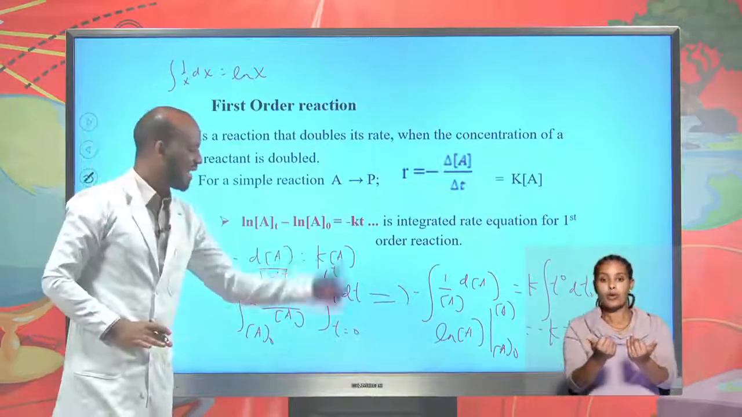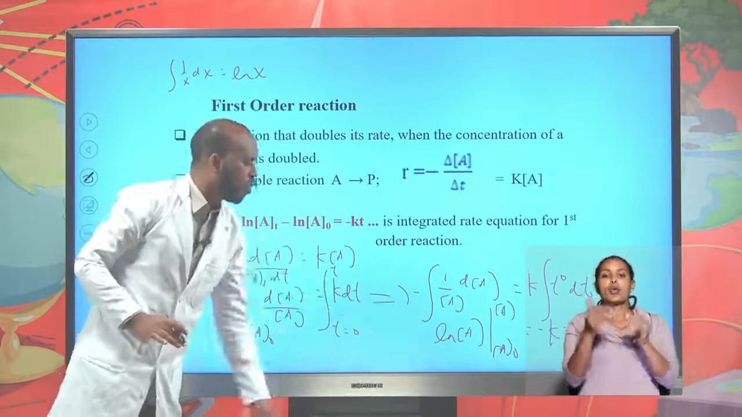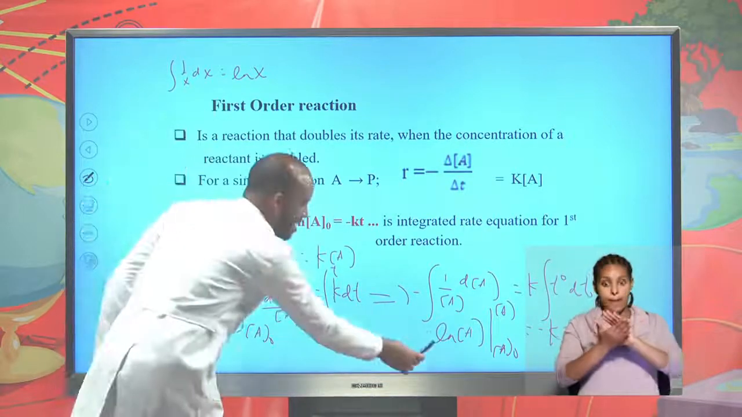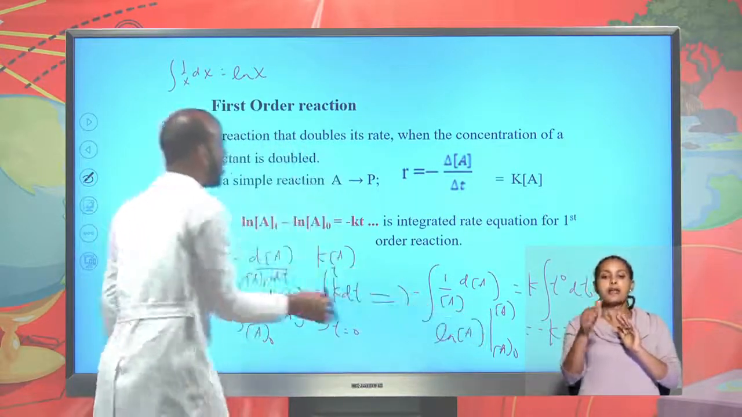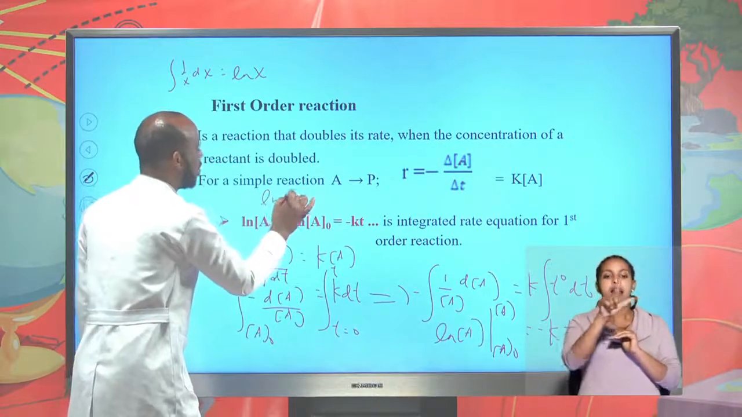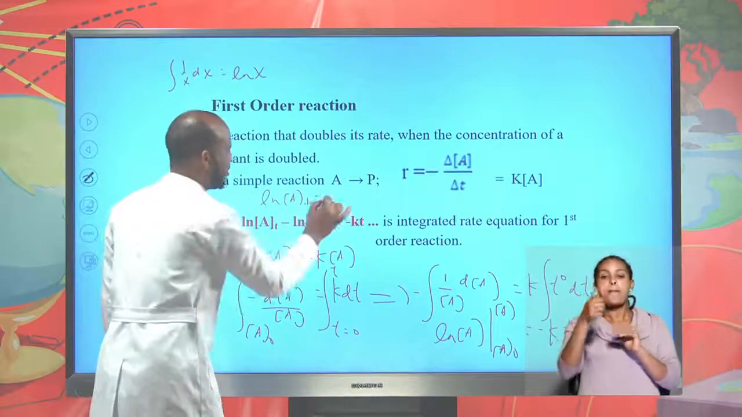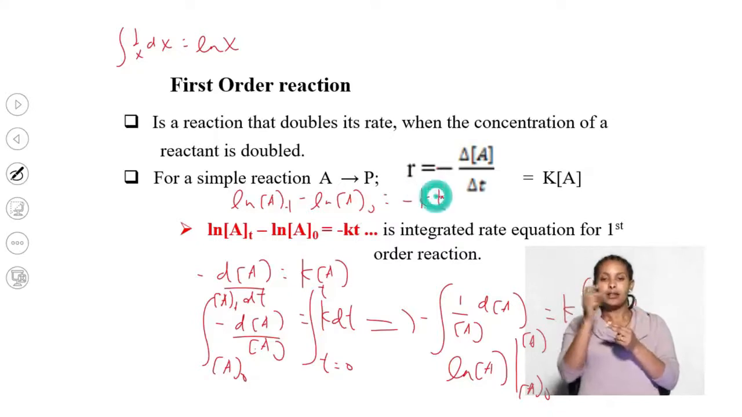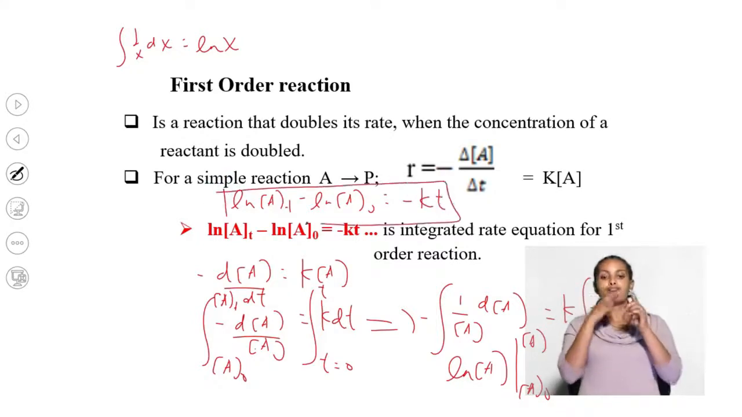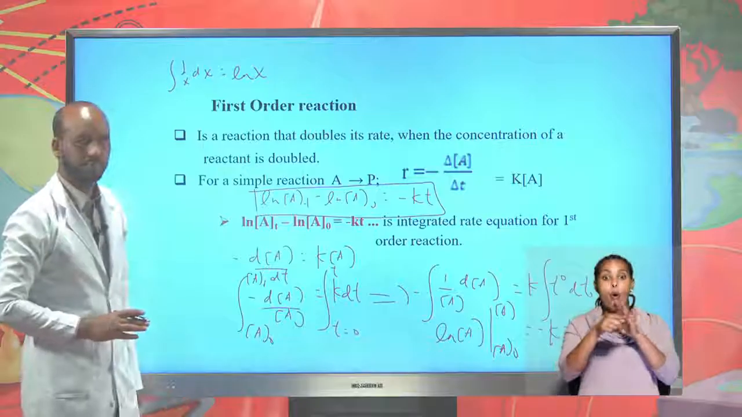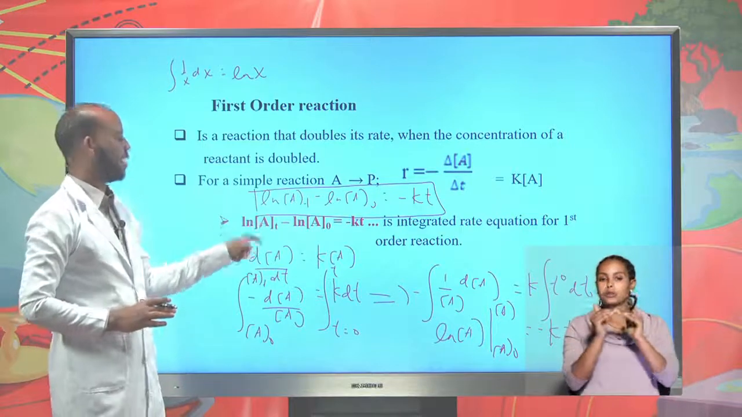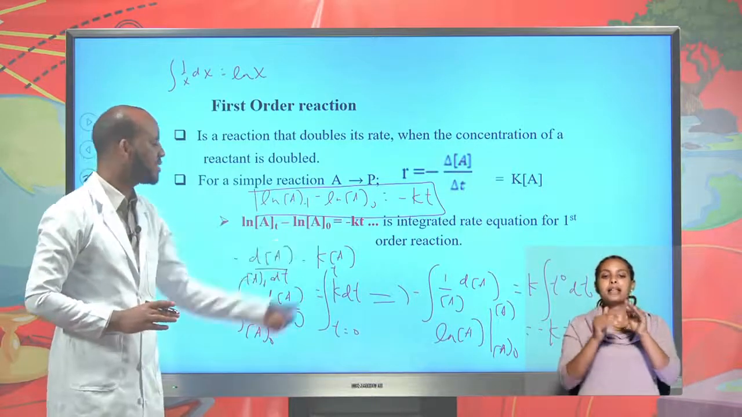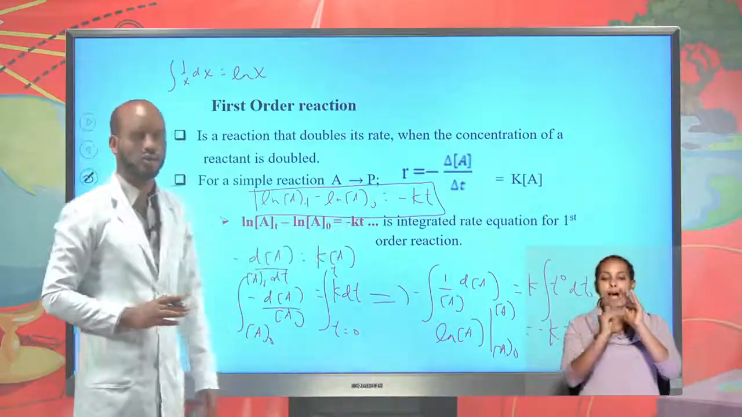The integrated rate equation for a first order reaction becomes ln concentration of A from A naught to concentration of A, which is ln concentration of A at time t minus ln initial concentration A naught, equals minus kt. This is the integrated rate equation for a first order reaction: ln of concentration of A at any time t minus ln initial concentration equals minus kt.